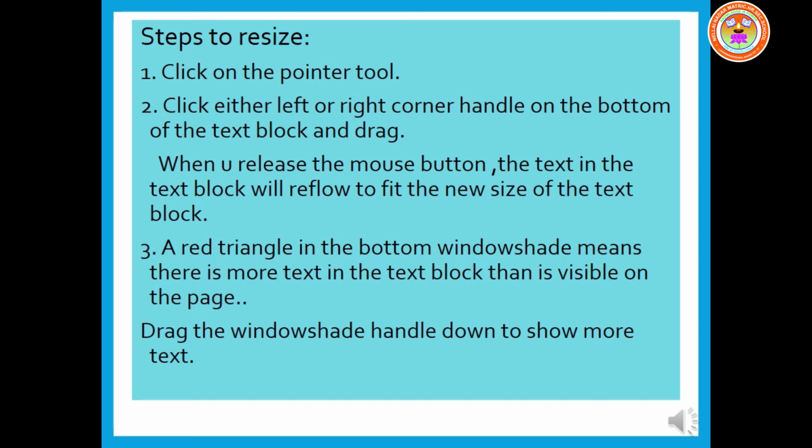One more thing I want to tell you: if you see a red triangle in the bottom window shade, what do I mean by window shade? That is called the handle. It means there is more text in the text block than is visible on the page. Whatever you are seeing, apart from that, you will have more text. So you have to drag the window shade handle down to show more text. The red triangle at the bottom indicates there is more text. Able to understand?